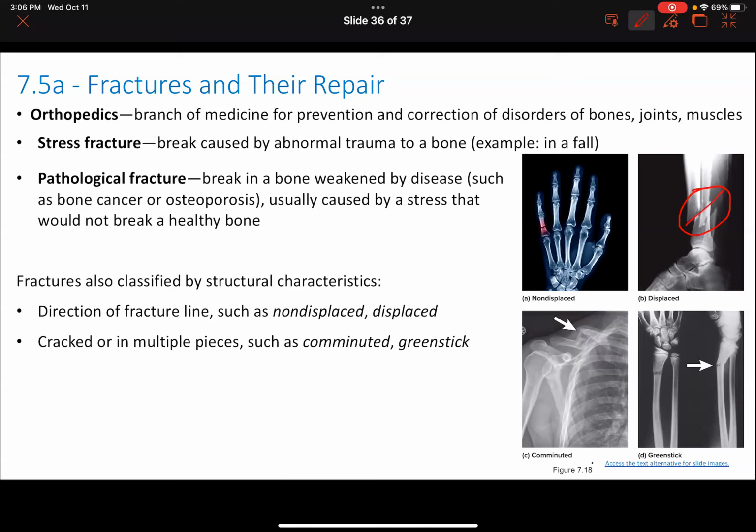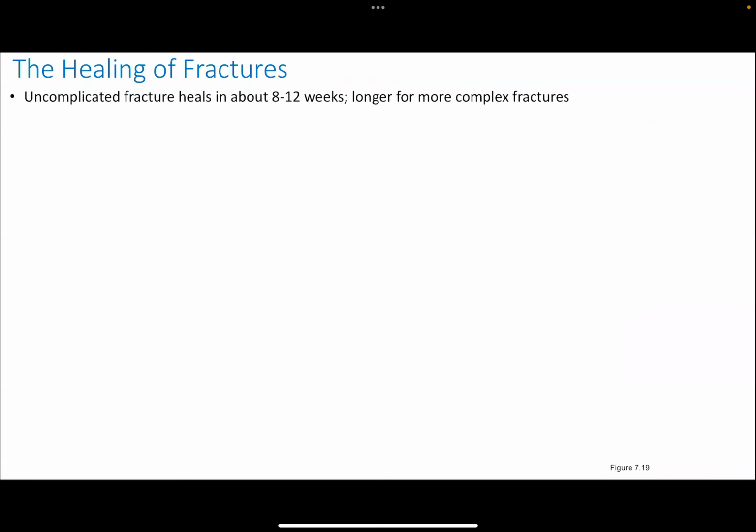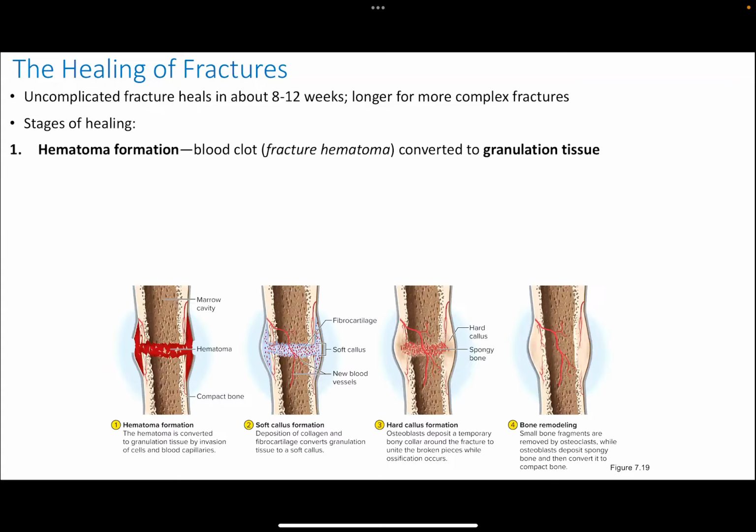You can have fractures that are cracked fractures or in many pieces. So you can get a comminuted fracture, so it's in multiple pieces, or a greenstick fracture, which is where it's cracked there. Fractures generally are left to heal, and they can heal pretty well if they're uncomplicated, if they're pretty straightforward. They can heal in about 8 to 12 weeks. The more complex the fracture, the longer it takes to heal.